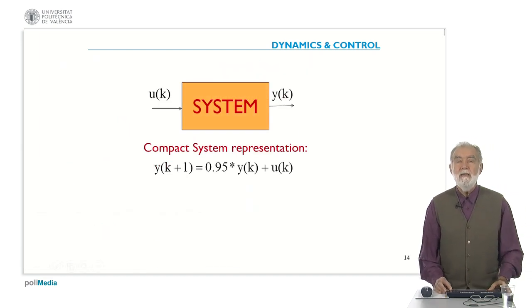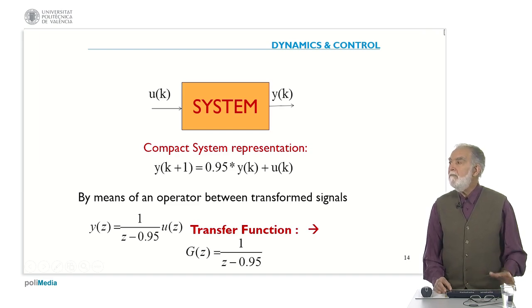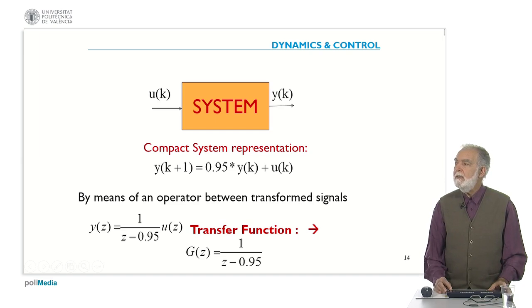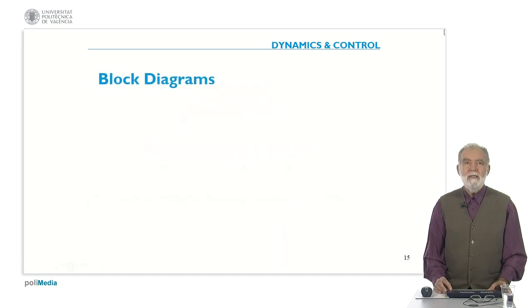Well, this is the same in the discrete time. We have this description, and then the transfer function is, as we saw before, this complex function, G of z equal 1 over z minus 0.95. So let's see some of the typical situations.